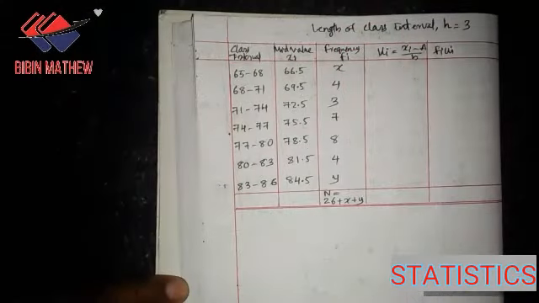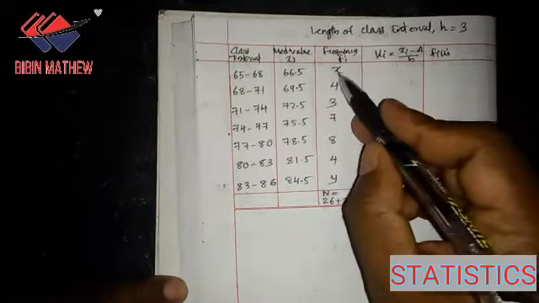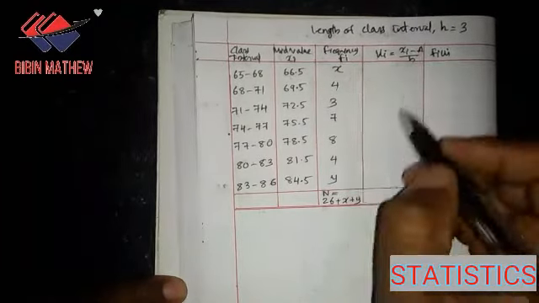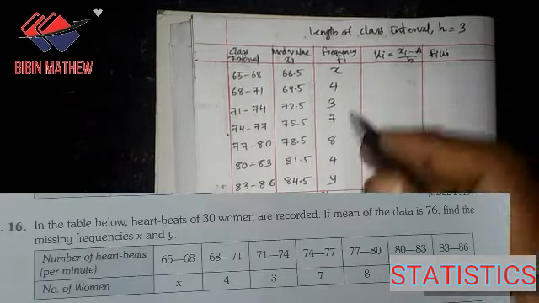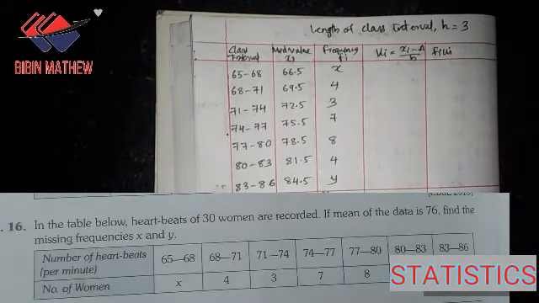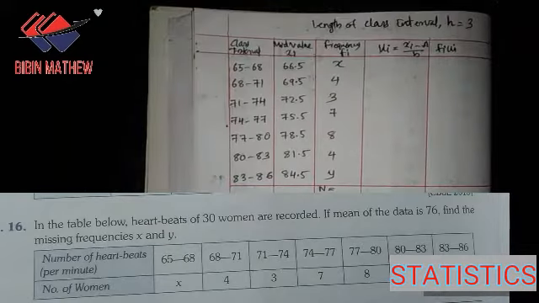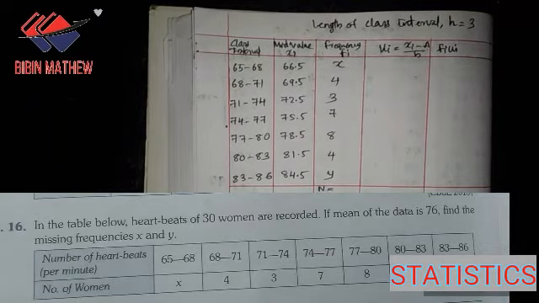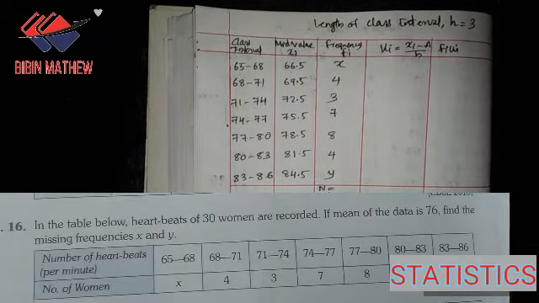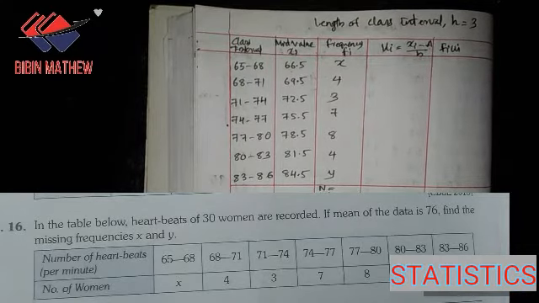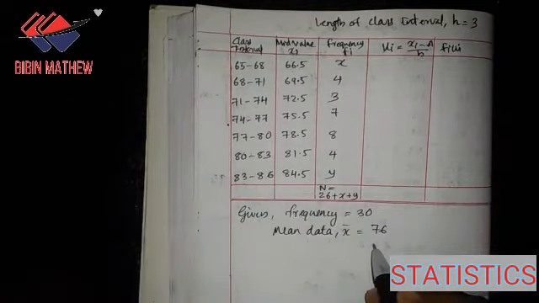So just as I have mentioned you here, you can see there are two missing frequencies are given. This is a particular question. So inside this question, let us check out the question first. Here goes the question in front of you. From this question, two things are also given. You can see there the frequency is given, it is 30. Very clearly it is given, it is about 30 women it is given. So the frequency is 30 and the mean data is also given, 76 is given.